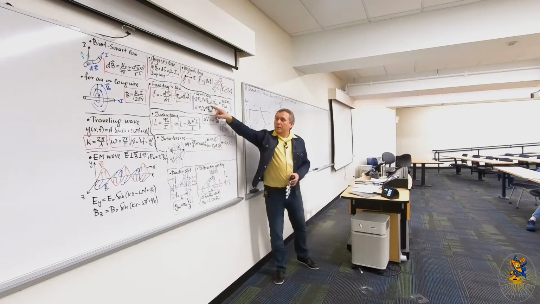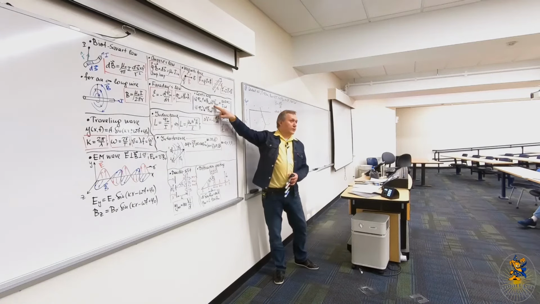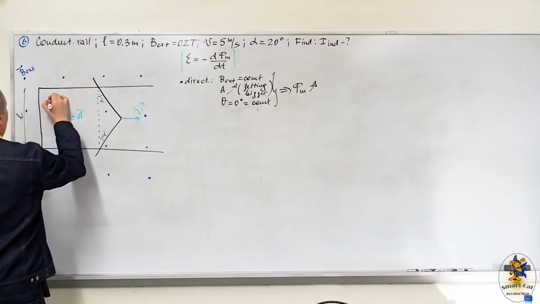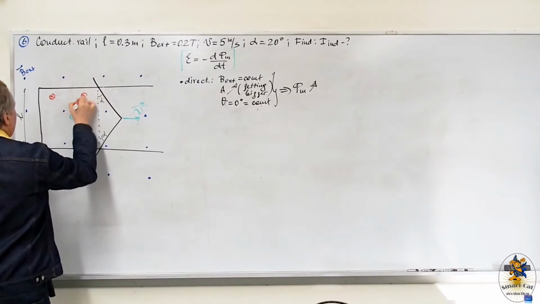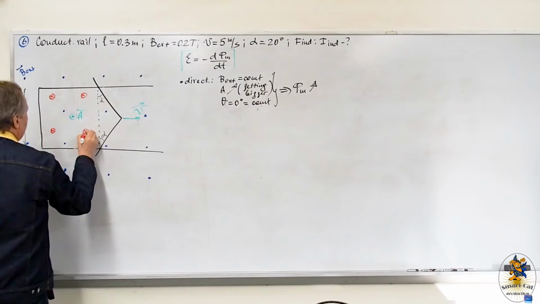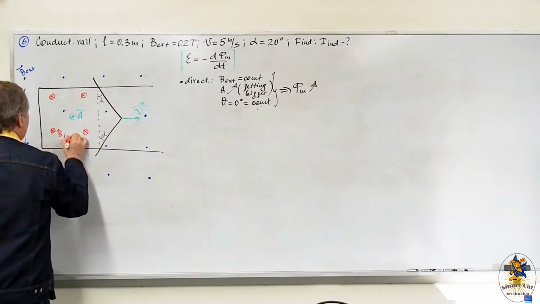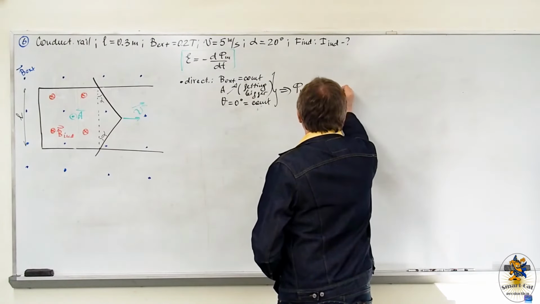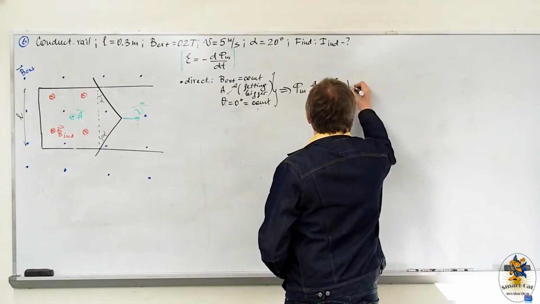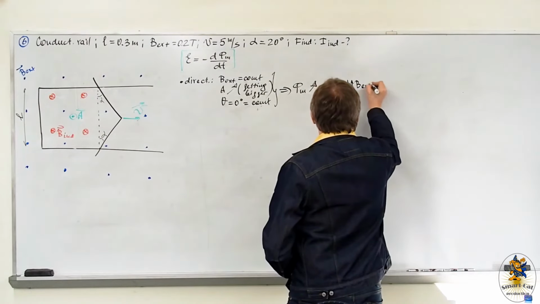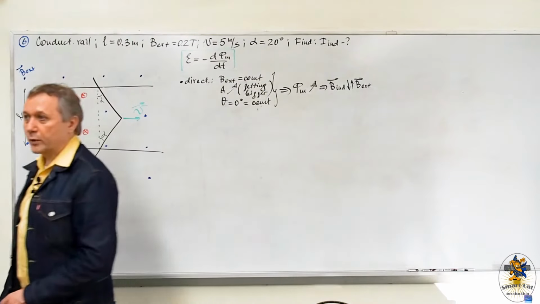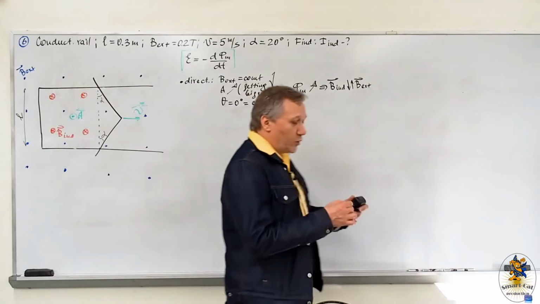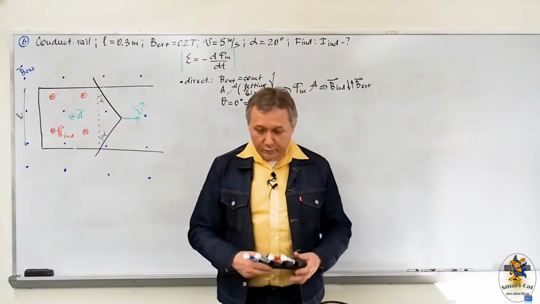so that within the loop, the induced magnetic field will be in the opposite direction to the external magnetic field. So within the loop we're going to have a bunch of crosses representing B induced. B induced is in the opposite direction to the external magnetic field within the loop, because it tries to suppress the growing flux.